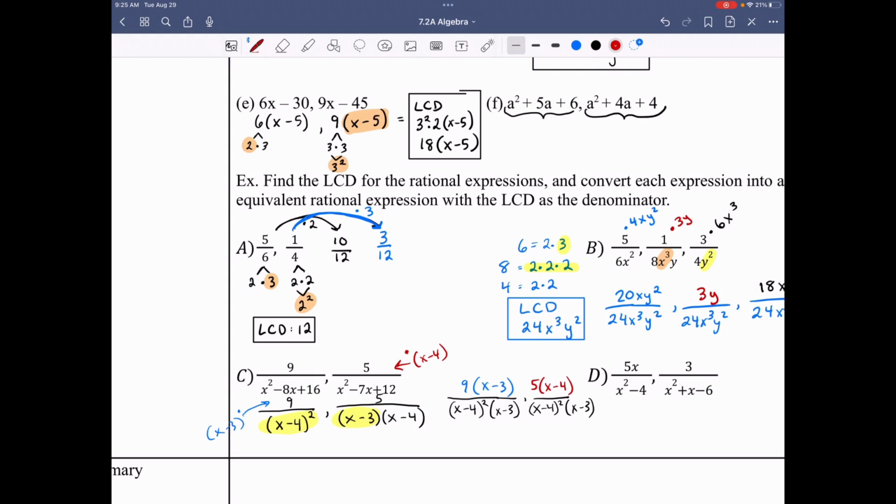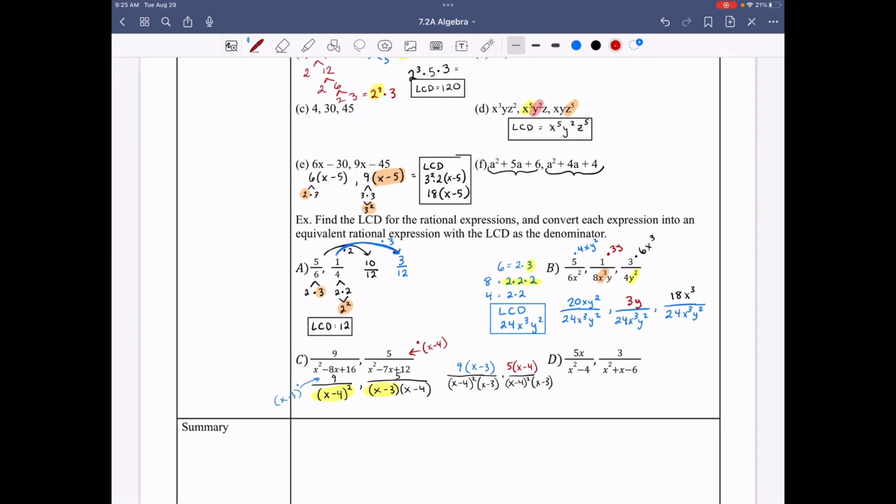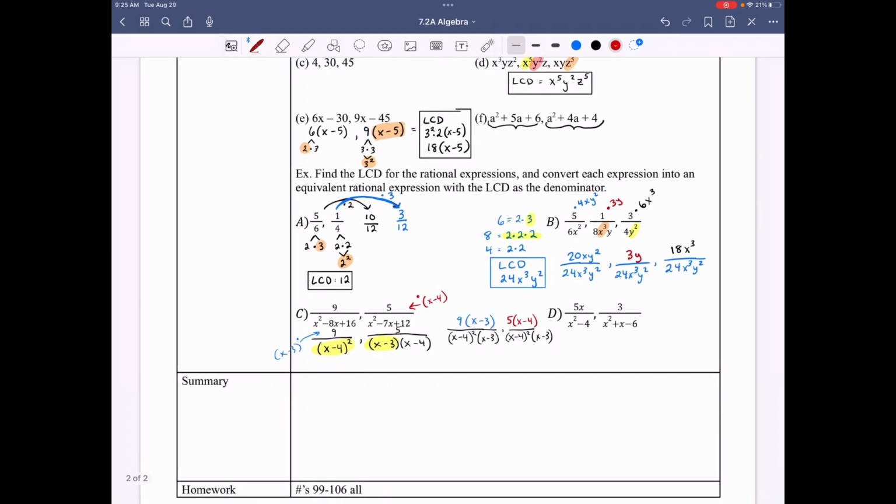Let's try D in our groups. And then I will let you write your summary on your own when you're reviewing your notes.